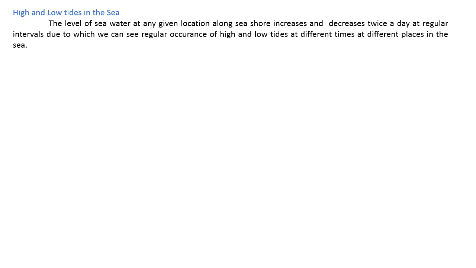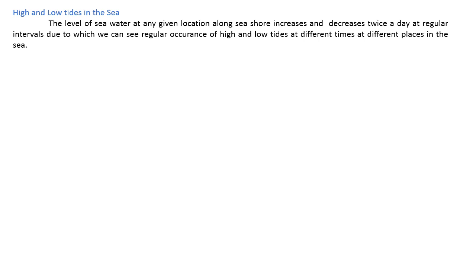At the same time, on the opposite side, at a 90-degree angle, the level of the water is going to decrease. Wherever the water level is more, we are going to call it a high tide, and where the level of the water is less, we are going to call it a low tide. It is going to take place at regular intervals, twice in a day.